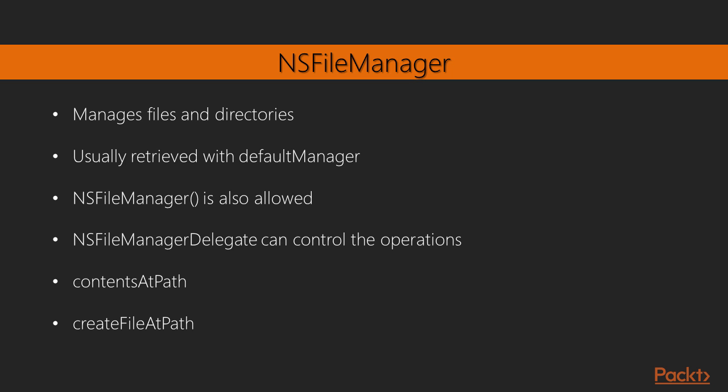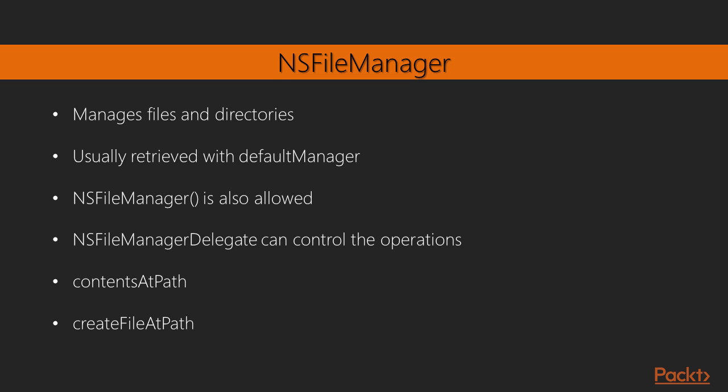Another way of storing files is using FileManager. This class allows us to manipulate and retrieve information from files and directories. Usually we can retrieve an instance with the static property default. However, we can instantiate our own object if we want to use different delegates. The FileManager delegate has many methods that control which operations can be done.